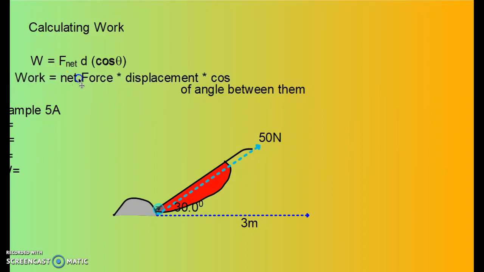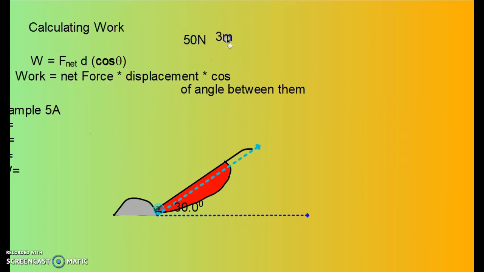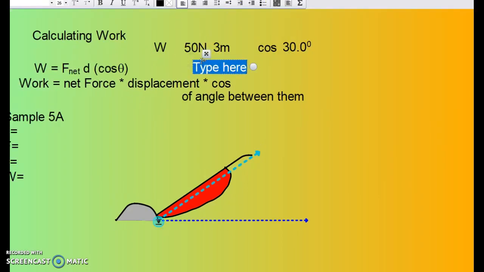Calculating work. Work equals force times distance. And then you have an angle involved. So in our sample problem here, we have 50 newtons of force times 3 meters. And then you have the cosine of 30 degrees. Okay. Work equals that. So if you use your calculator and you calculate this out, well, obviously 50 times 3 is 150. And our unit here is the joule.